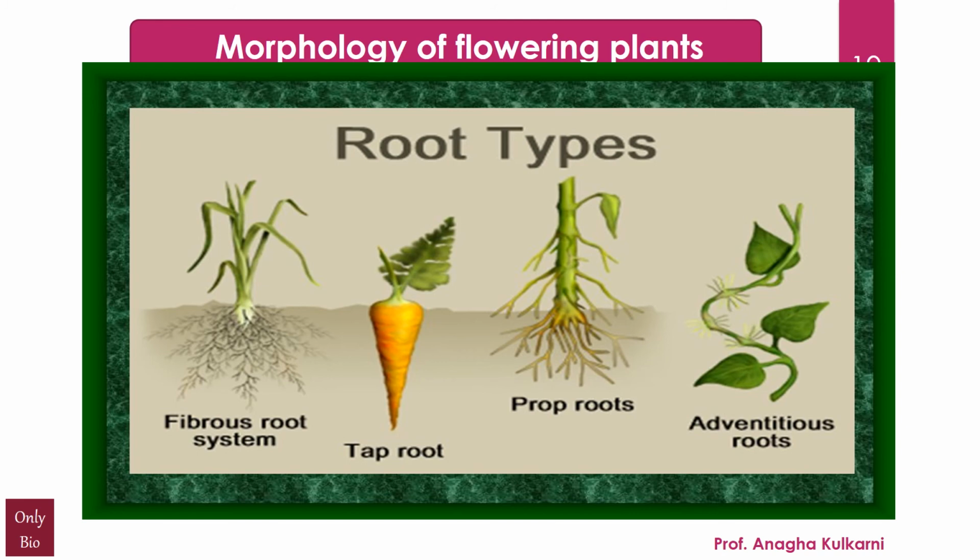Now, prop roots are one of the modified roots for support, which develop from the branches of the tree, and they hang downwards and penetrate into the ground, thereby supporting the tree. Example, the roots of the banyan tree or the rubber plant.